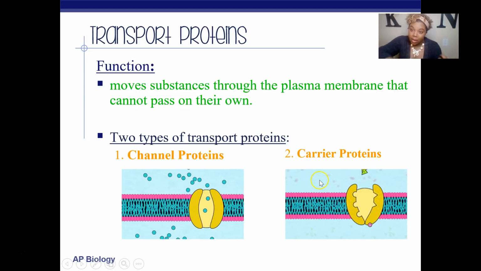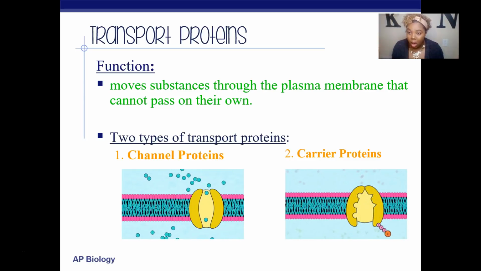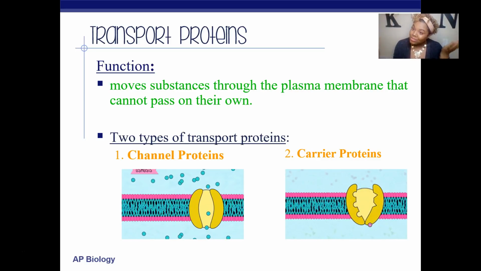There are two types. You have carrier and channel. We're going to go more into what these types are and what they do, but for right now, I just want you to know there are different types of proteins, channel and carrier.